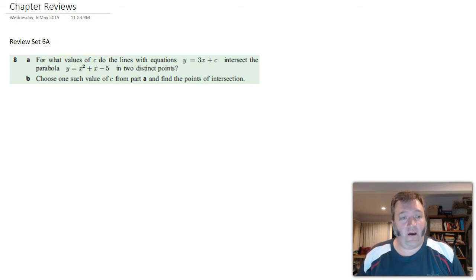For what values do the lines with equations y equals 3x plus c intersect the parabola y equals x squared plus x minus 5 in two distinct points?